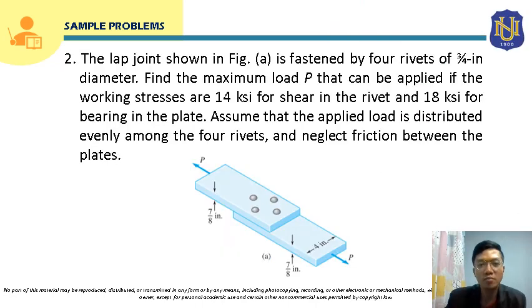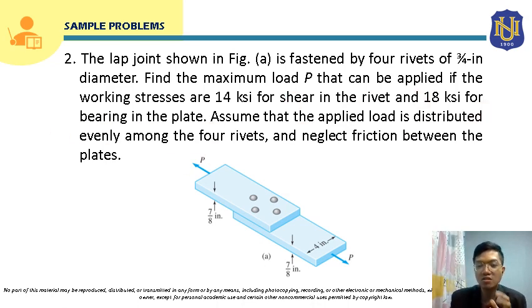Okay, so for sample problem number 2, the lap joint shown in the figure is fastened by 4 rivets of 3/4-inch diameter. Find the maximum load P that can be applied if the working stresses, or the allowable stresses, are 14 kSI for shear in the rivet and 18 kSI for bearing in the plate. Assume that the applied load is distributed evenly among the 4 rivets and neglect friction between the plates. So what we're going to solve here, class, is the maximum load P. The maximum load P will be the load that will pass both criteria for shear and bearing.